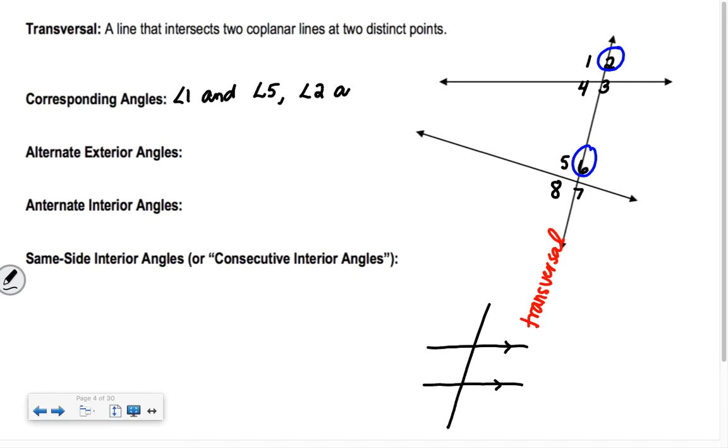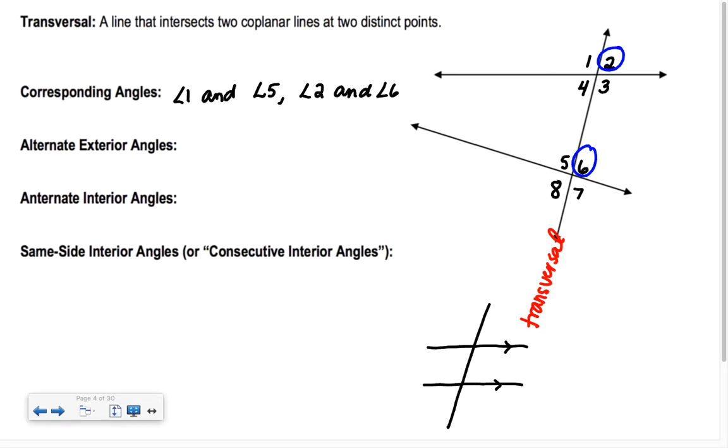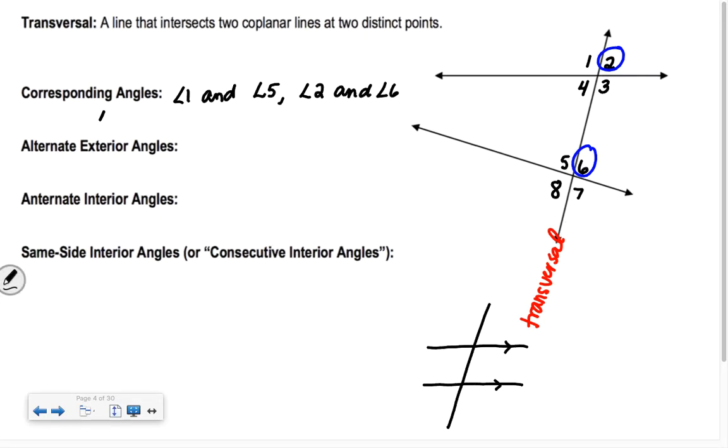Angle 2 and angle 6. Angle 3 and angle 7. And angle 4 and 8. Perfect. So don't just memorize the numbers. Know what it means, because sometimes I don't put the numbers in that order. Like I don't put the 1 where I put the 1, right? So it's kind of tricky.